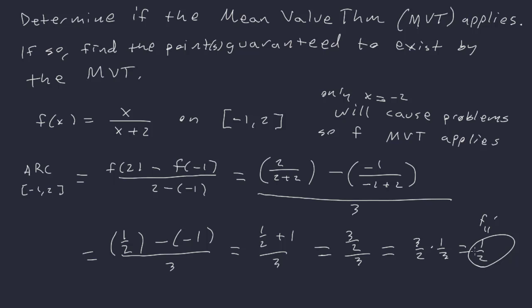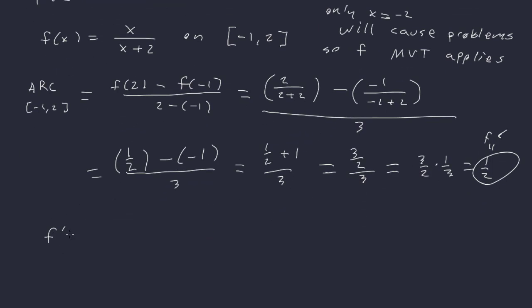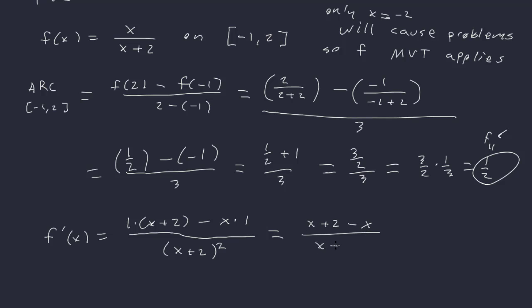So we want to find where the derivative is equal to 1/2. Let's find the derivative. Unfortunately here, we have to use the quotient rule because we have x over x plus 2. So it'll be the derivative of the top, which is 1, times the bottom left alone, minus the top left alone, times the derivative of the bottom, which is thankfully just 1, all over the bottom squared. So what we have up here is x plus 2 minus x all over x plus 2 squared. So the x's cancel up top, and that leaves us with 2 over x plus 2 squared. And we're going to set that equal to 1/2.